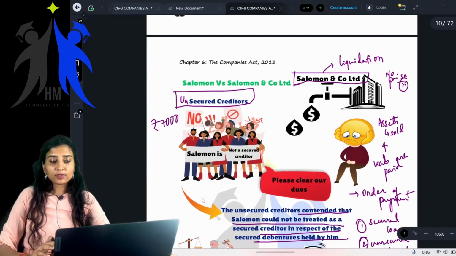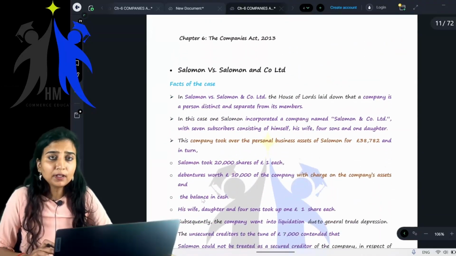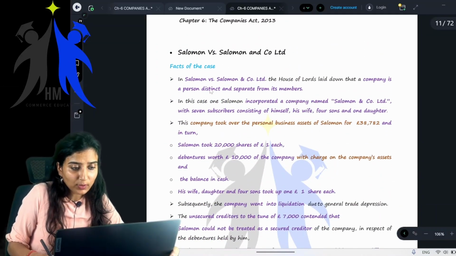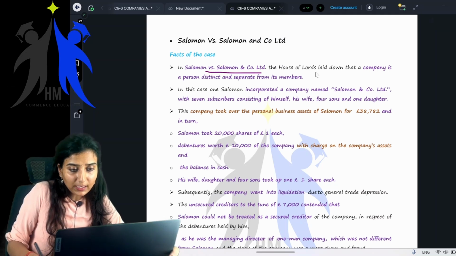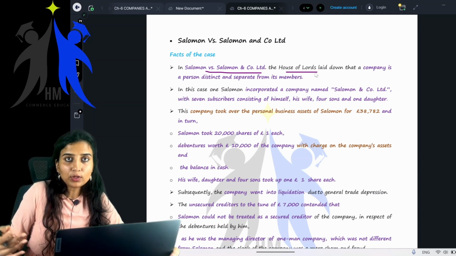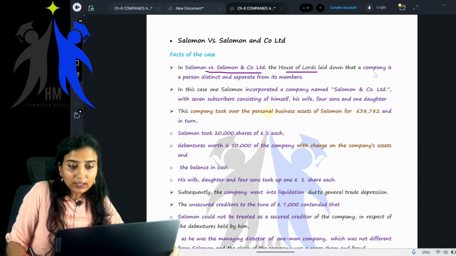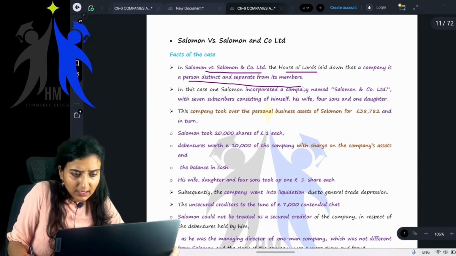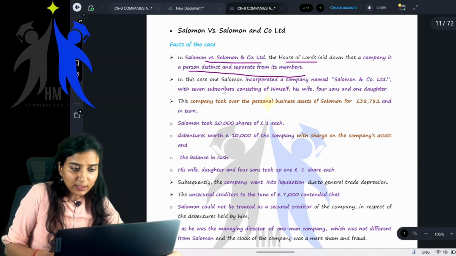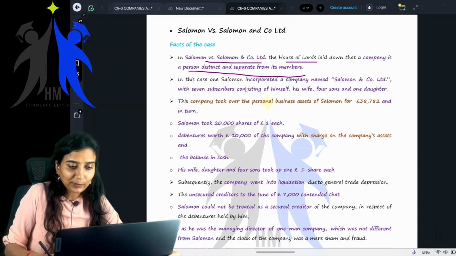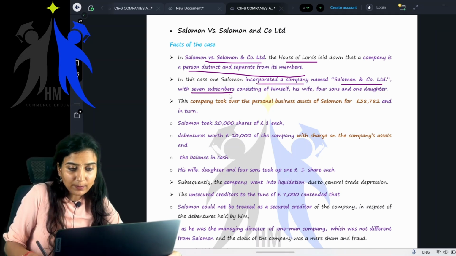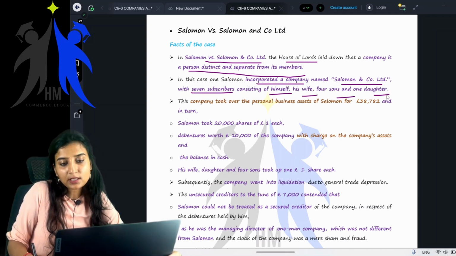What happened in the case? Let's read it again. Simple, everyone. Salomon versus Salomon and Company Limited. Facts of the case. What happened? In Salomon versus Salomon and Company Limited, the House of Lords, similar to a Supreme Court in the UK, laid down that a company is a person distinct and separate from its members. In this case, one Salomon incorporated a company named Salomon and Company Limited with 7 subscribers consisting of himself, his wife, 4 sons and 1 daughter.